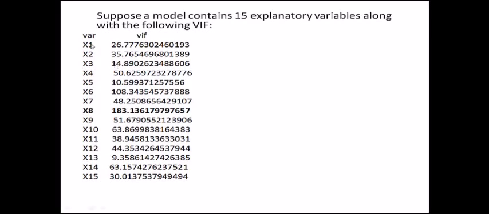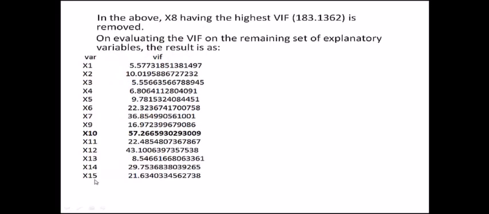In this case, we had X8 with the highest value of VIF, equal to 183. We started with 15 variables where X8 had the highest value of the VIF. So we drop it from our analysis and then we are left with 14 variables. We draw a linear regression among these 14 variables with the dependent variable, and then we find the VIF for the revised case. This time, we find that the highest value of the VIF lies with the variable X10. In this case, it was 57.26. Therefore, the next step is to drop X10 from this list of explanatory variables and run the regression again with the remaining 13 variables and the dependent variable.